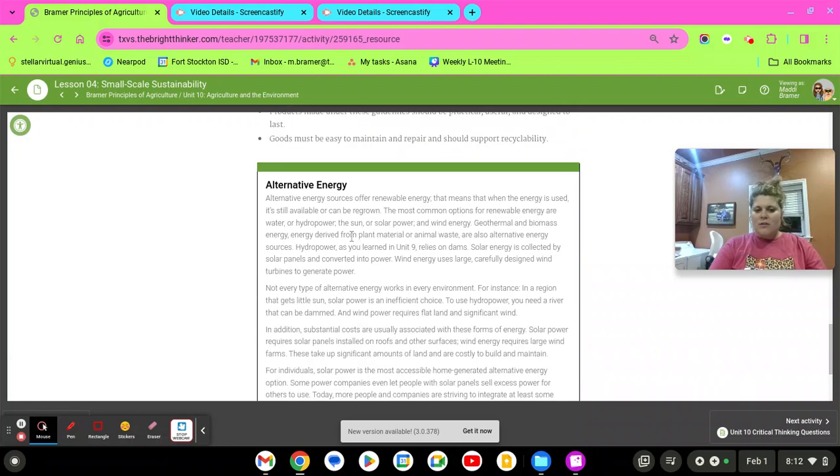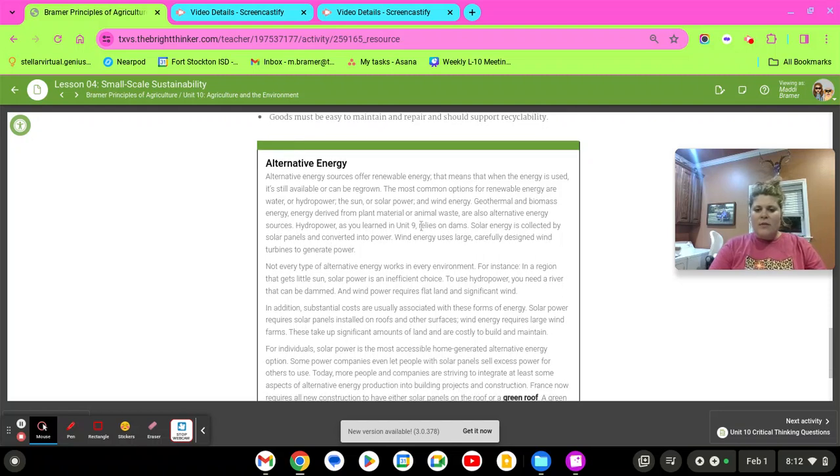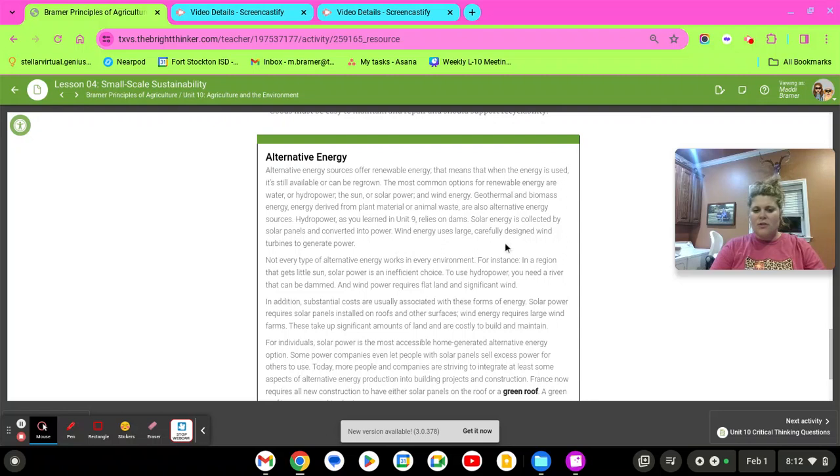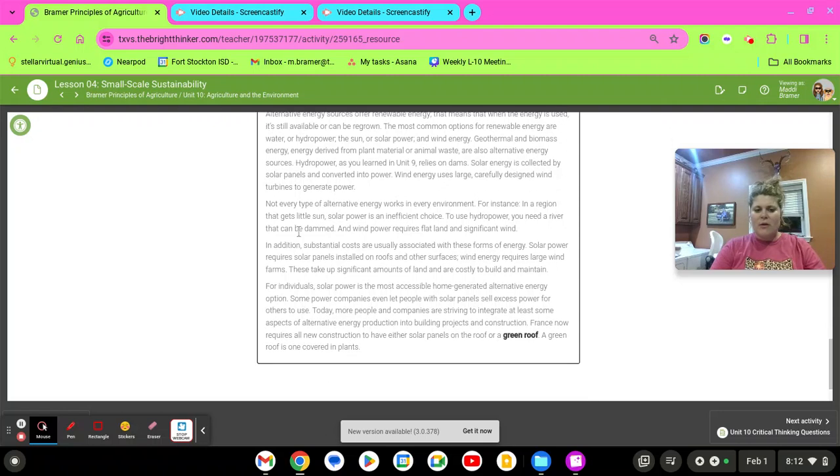Okay, and then it gives you a little blurb about solar energy. So the most common options for renewable energy are water or hydropower, the sun or solar power, and wind energy. Hydropower relies on dams. Solar energy is collected by solar panels and converted into power. Wind energy uses large, carefully designed wind turbines to generate power.